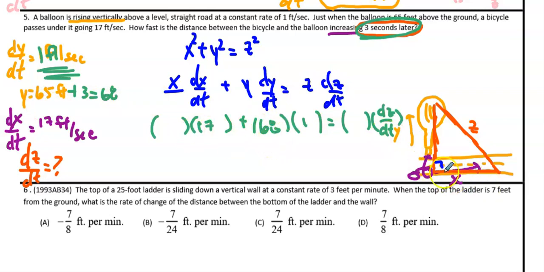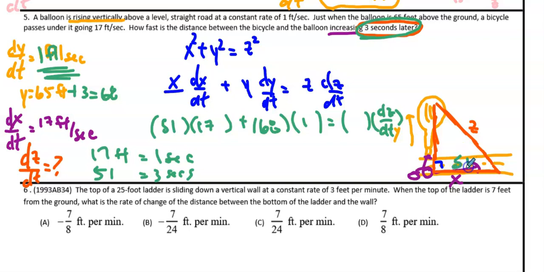We also can find x very easily, because if the bike is going 17 feet per second and we're going 3 seconds, so 17 feet is equal to 1 second, then what is equal to 3 seconds? Well, that would just be 3 times 17, which is 51. So x is going to be 51.